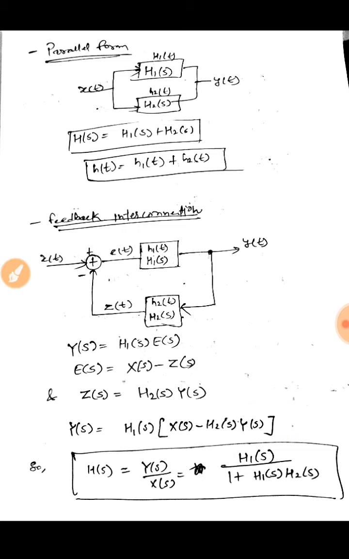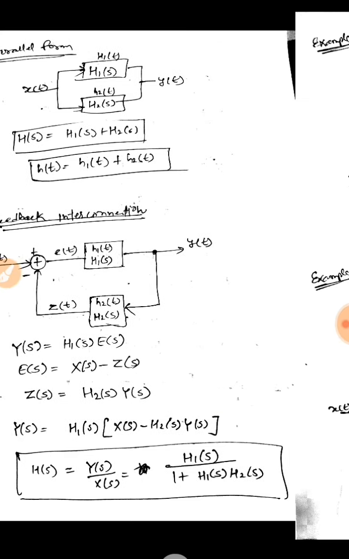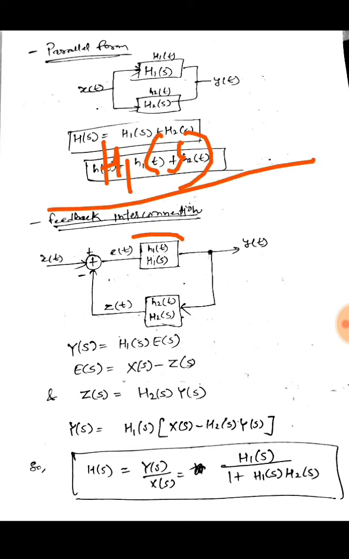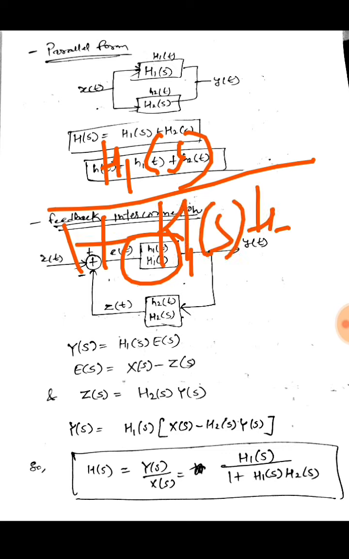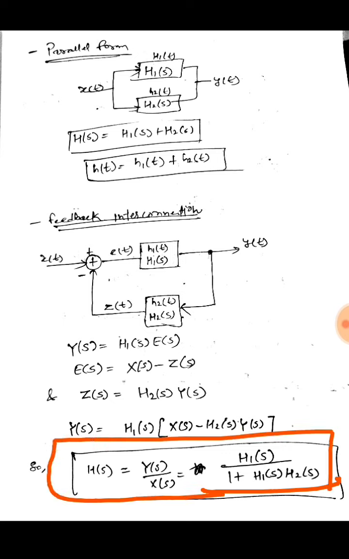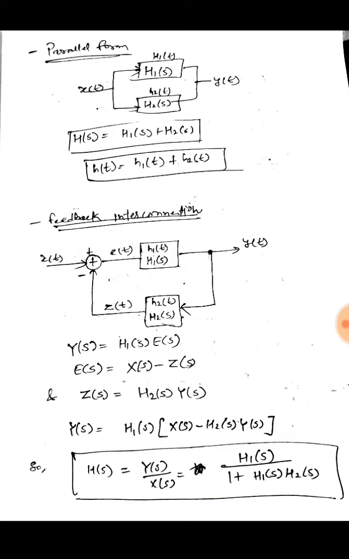If now I rearrange this equation and find H(s), it comes out to be H(s) equal to Y(s) upon X(s), which is H1(s), that is our open loop transfer function, upon 1 plus H1(s) into H2(s), where H2(s) is the feedback transfer function. So this is our final transfer function for a feedback interconnection, that is H1(s) upon 1 plus H1(s) H2(s), and this is for a negative feedback, as we are giving it negative feedback.